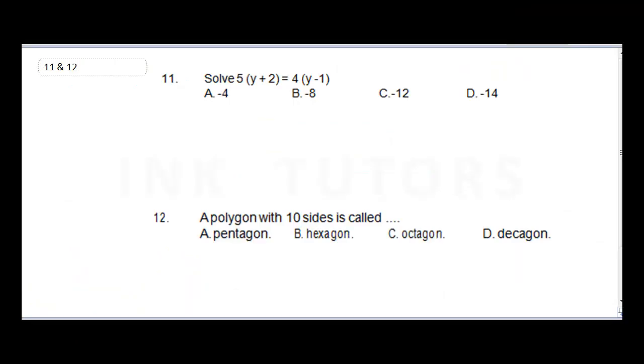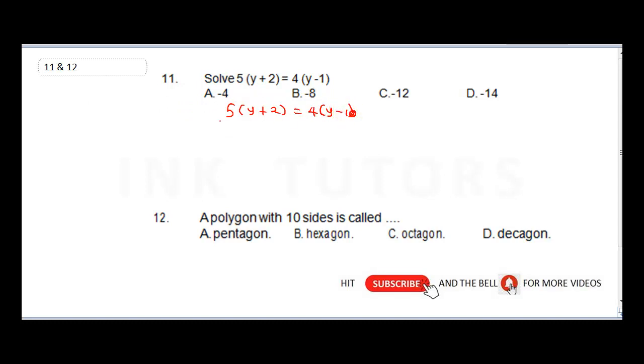Question 11 says, solve 5(y + 2) = 4(y - 1). To solve this, the first thing we do is expand the bracket. So 5 times y will be 5y. 5 times plus 2 will be plus 10. 4 times y will be 4y. 4 times minus 1 will be minus 4.